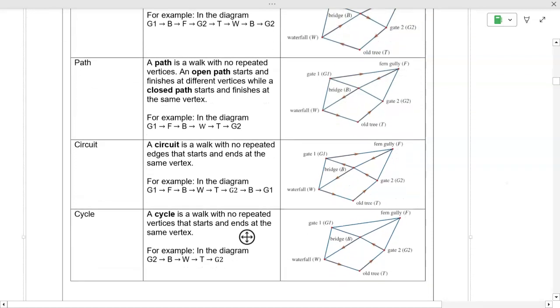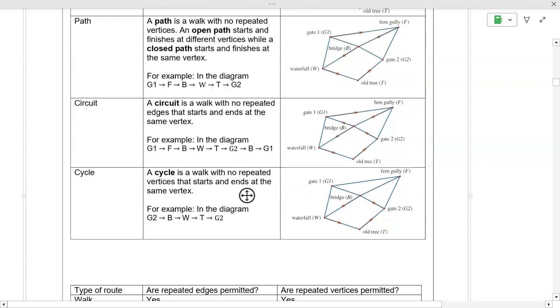So there's lots of terminology that we need to get our head around for this one. A circuit is a walk with no repeated edges that starts and ends at the same vertex. And then we have a cycle, which is a walk with no repeated vertices that starts and ends at the same vertex.